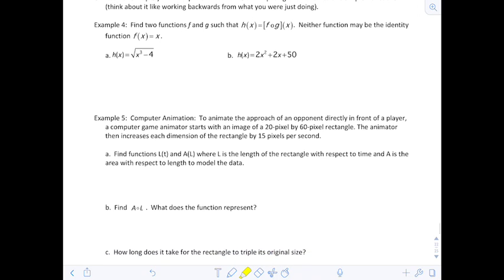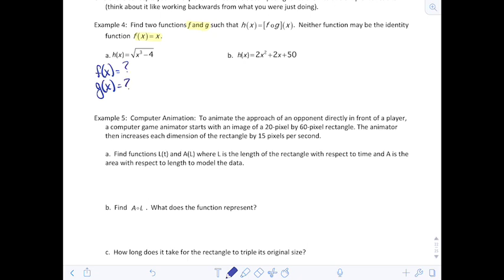So in example 4, we want to find two functions. Now we want to get f and g, such that h of x is the result of f of g of x. So what we have is a composition, and we need to break it down into two smaller functions that this composition came from. Neither function may be the identity function f of x equaling x. That's kind of cheating. That's just making it a little too easy. So if we look at the first one, h of x, we want to know what f of x and g of x this came from.